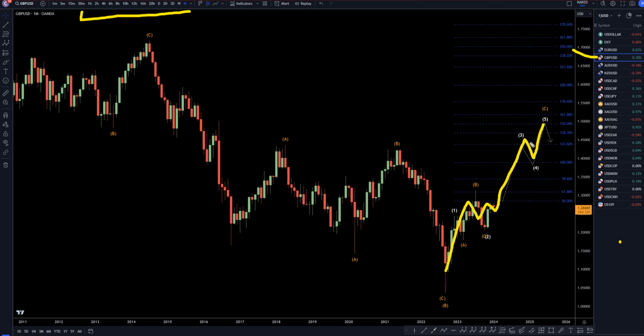I still think it needs to make a nice five-wave pattern to the upside, which most likely will go up and take out these highs, heading up to one of these three Fibonacci extension levels to finish what I think is actually part of a correction to the downtrend.